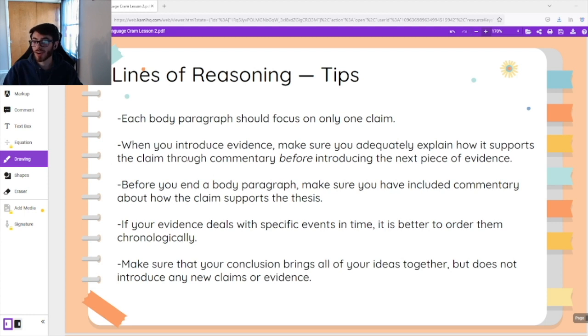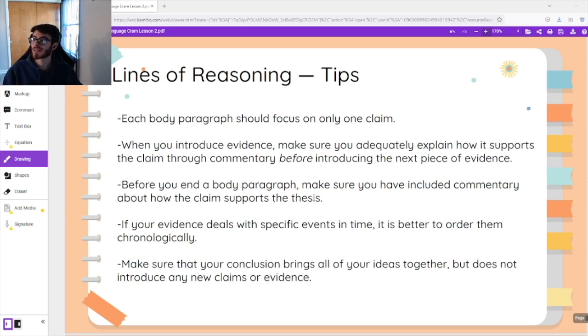Before you end a body paragraph, make sure you have included commentary about how the claim supports the thesis, right? So that's the second type of commentary that we just talked about in our practice. I usually put that at the end of each body paragraph, once I am done presenting evidence that supports the claim and then explaining the evidence, right? And I've presented all of my evidence and my claim is really strong. Then at the end is usually when I put that commentary that takes the claim back to the thesis.